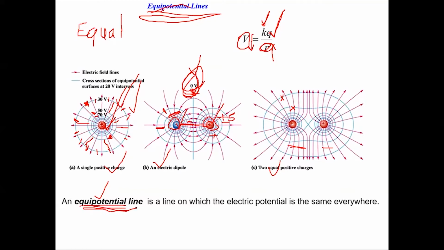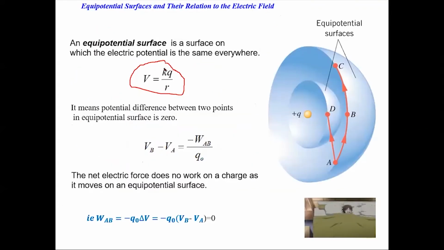This is for two dimensions, right? Then if you talk about three dimensions, then you talk about an equipotential surface. What do you mean by equipotential surface? Let's say, you see two surfaces here, right? The inner cup and outer cup. Let me talk about two points on the outer cup. Let me talk about B and A.